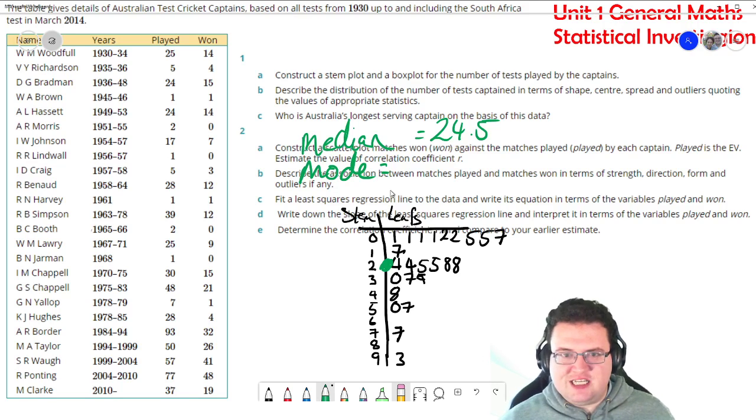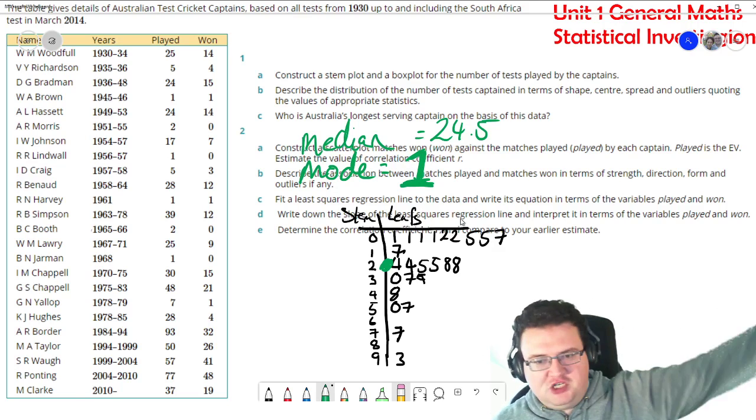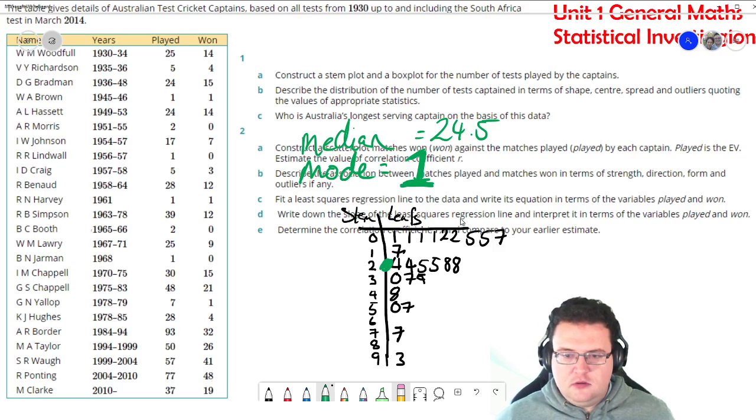What is the most common number on here? 1. So most people usually only captained one test. And if you go back to look at the pre-1930 data, it's much, much worse. Like every captain was one game, one game, one game, which is probably why they left it out.